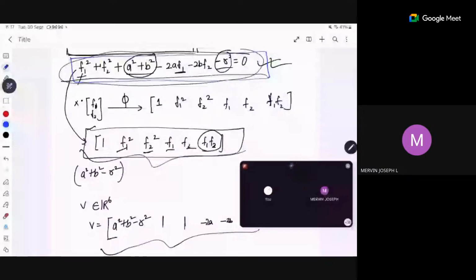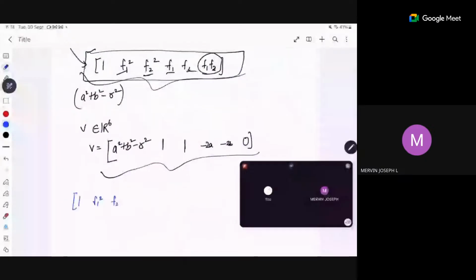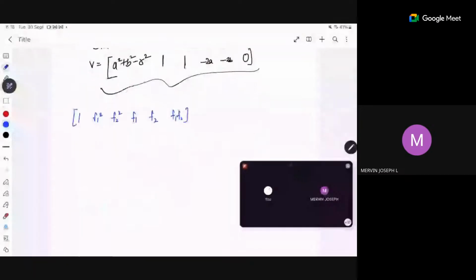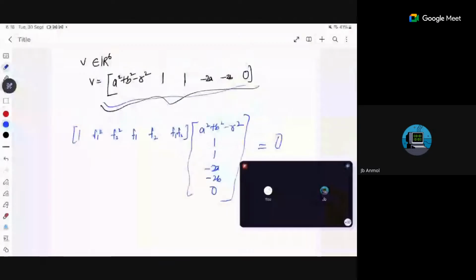But now if we have to write the equation of the circle, what will you do? You will take this vector, which is currently 1, f1 square, f2 square, f1, f2, and f1 times f2, and multiply it with this vector: a square plus b square minus r square, 1, 1, minus 2a, minus 2b, 0. This will give you the equation of the circle. Can you tell me the first term? How did it come?